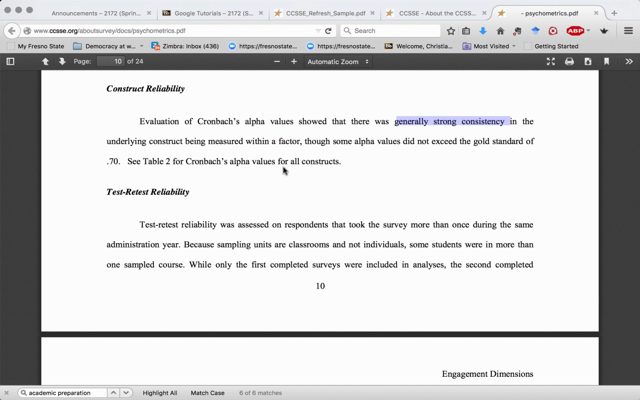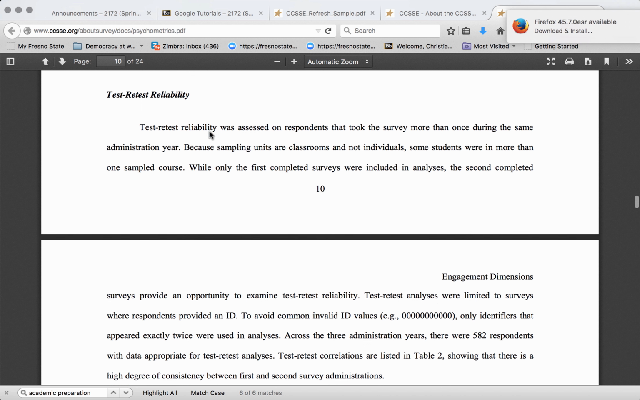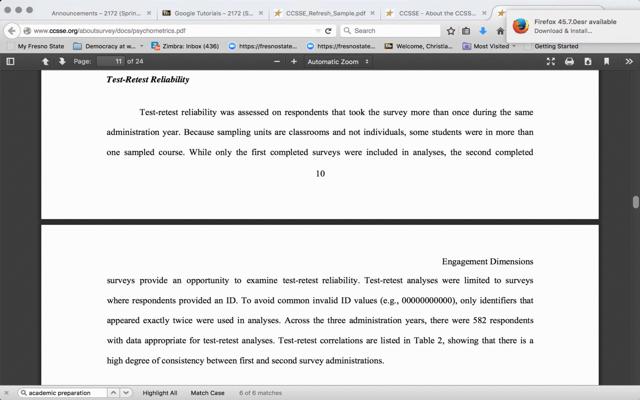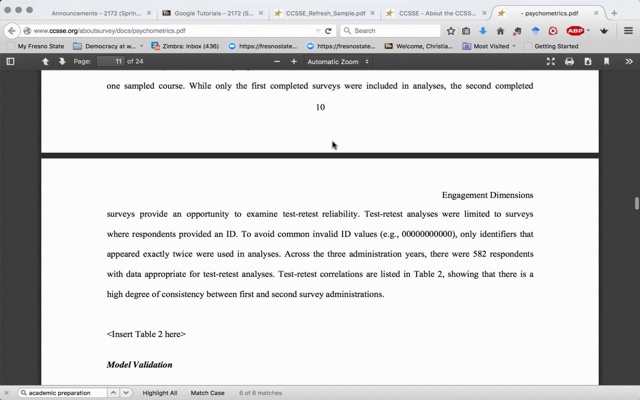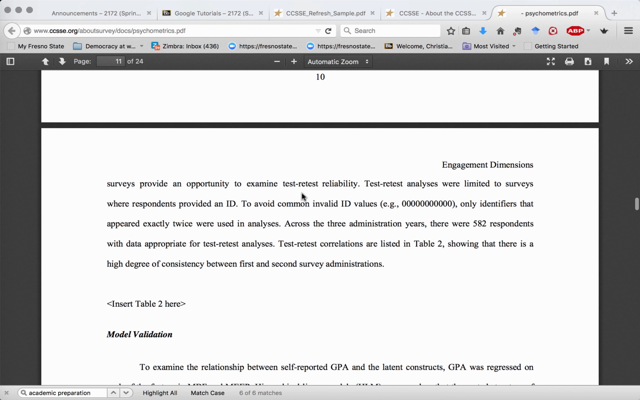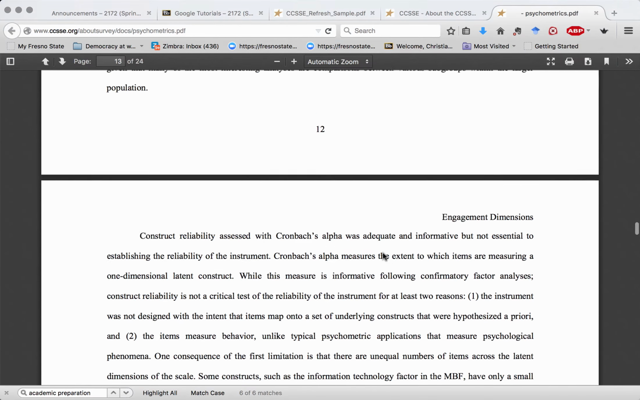See table 2 for alpha values for all constructs. Okay, we'll go check that out. Then test-retest is to look at how stable it is across time. So therefore they looked at people that filled out the survey twice. All right, let's go look at this here.